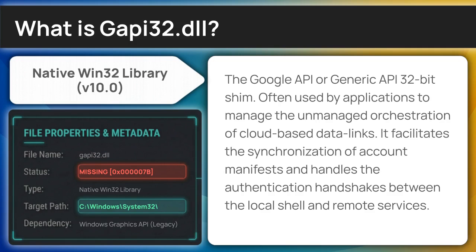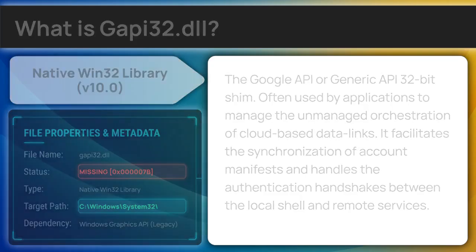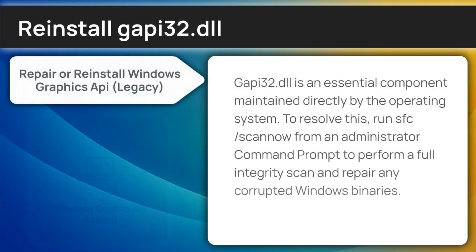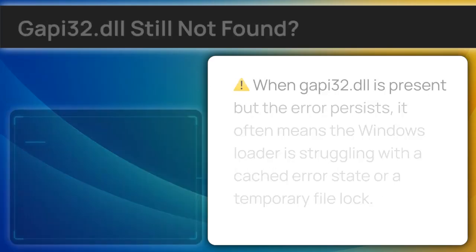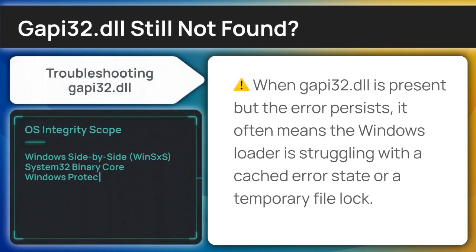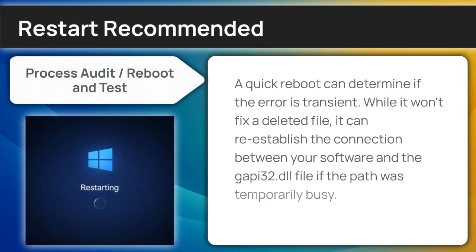Since we've identified what's missing, let's try the official recovery method. gapi32 is an essential component maintained directly by the operating system. To resolve this, run sfc /scannow from an administrator command prompt to perform a full integrity scan and repair any corrupted Windows binaries. If you're still seeing the missing file notification, we should attempt to force a synchronization between the software and the OS. Performing a restart can determine if the error is just a transient environment glitch. A reboot refreshes your system's path variables and can sometimes re-establish a broken link to the gapi32 file.